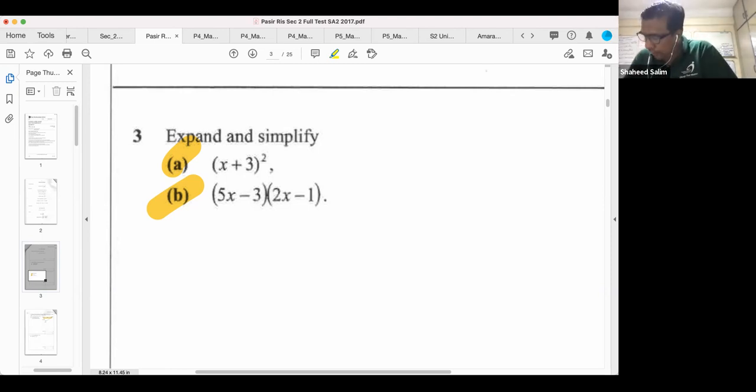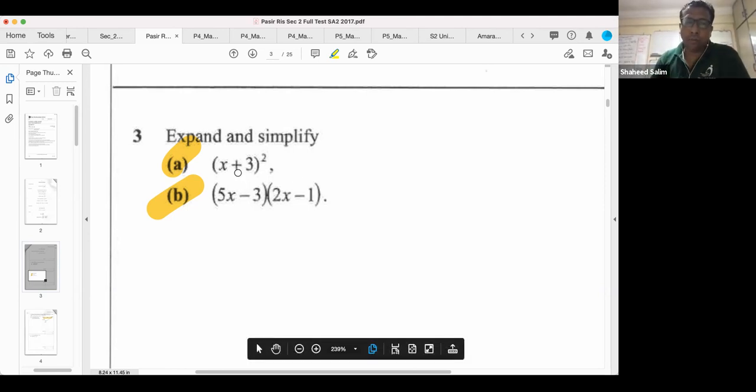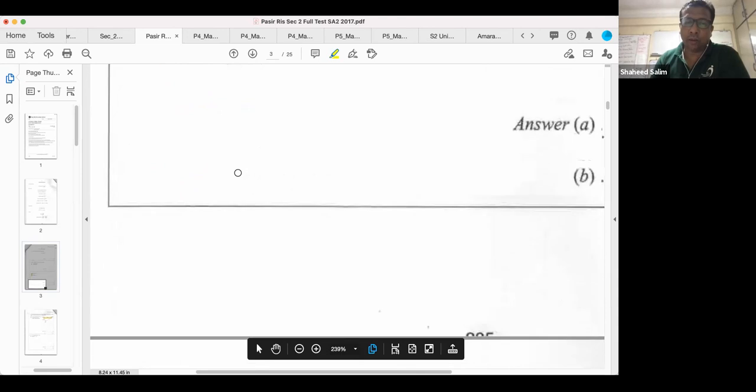Okay, the 10x, is it 10x squared or 10x? X squared, right? Okay, correct. 10x squared minus 11x plus 3, well done. So you have no problem with expansion and simplifying, well done.